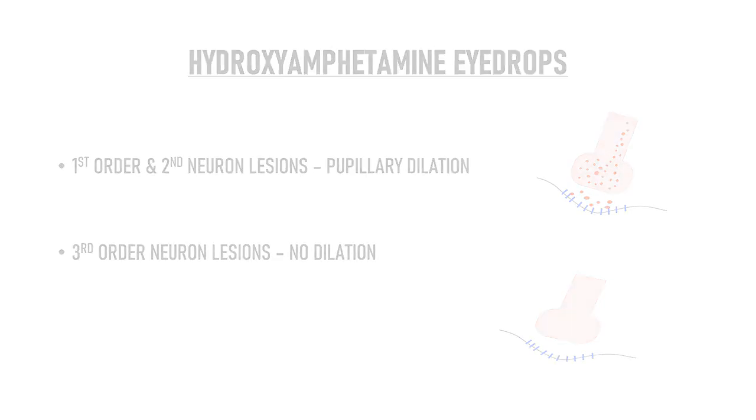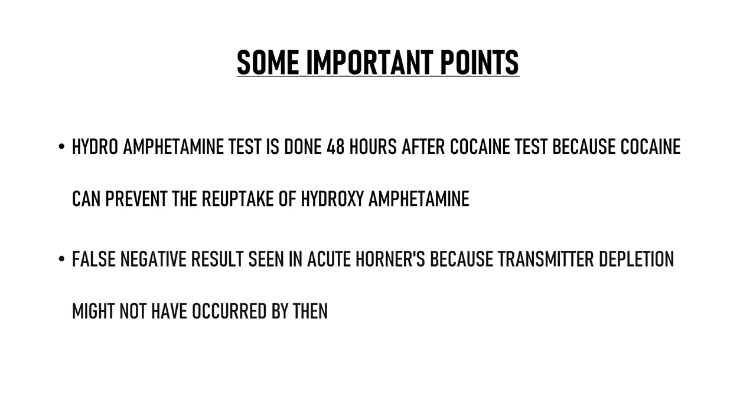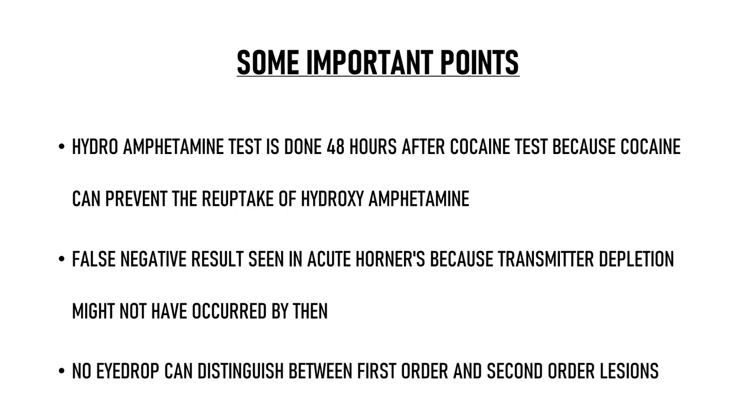Hydroxyamphetamine test is done at least 48 hours after cocaine test because cocaine can prevent the reuptake of hydroxyamphetamine at the synaptic cleft, thereby affecting the outcome. Again, hydroxyamphetamine can give false negative results in acute onset Horner's because transmitter depletion might not have occurred by then. It is important to note that no eye drop can distinguish between a first order and a second order neuron lesion. 1% phenylephrine eye drops can also be used as an alternative to hydroxyamphetamine eye drops.